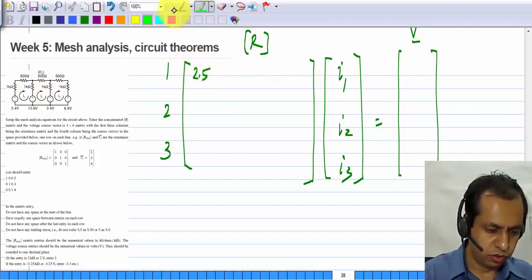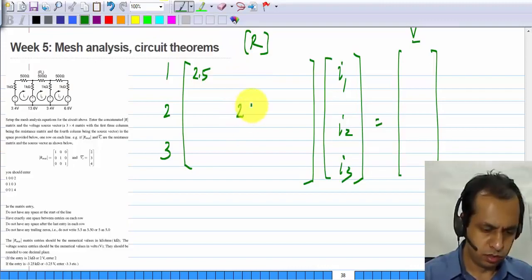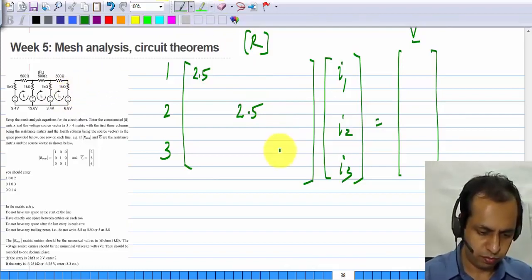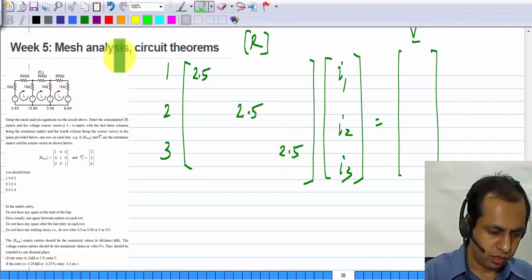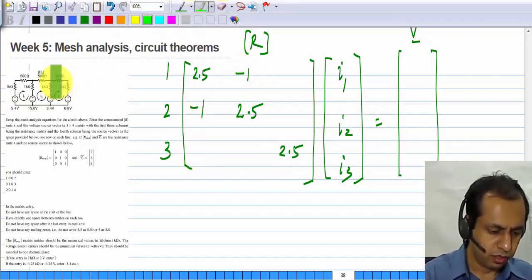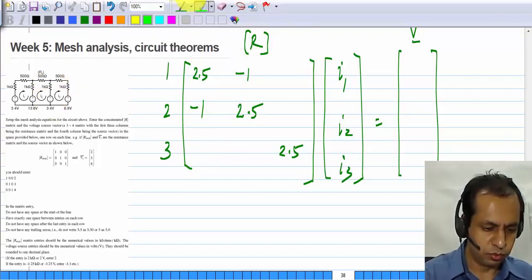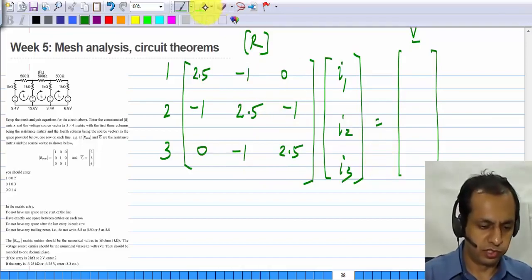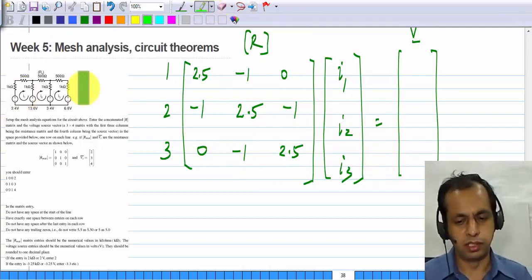Second one also 2.5, and the third one again 2.5. The resistance common to the first two meshes is 1 kilo ohm, so it appears as -1 there and there. Resistance common to meshes 2 and 3 is 1 kilo ohm, again you have -1 and -1, and there's nothing there because there is no resistance that's common to meshes 1 and 3.